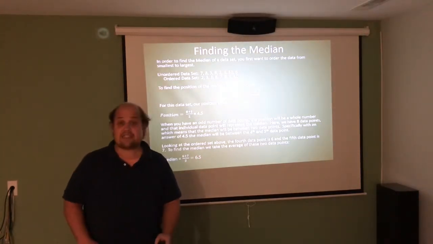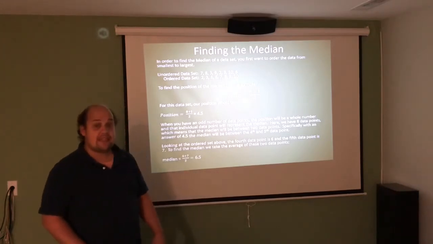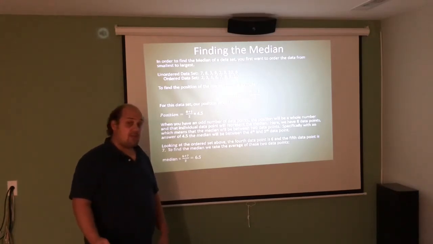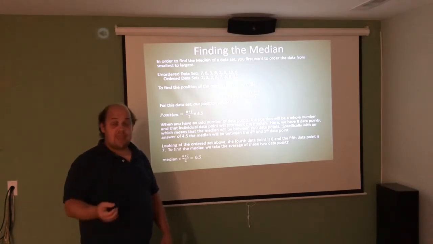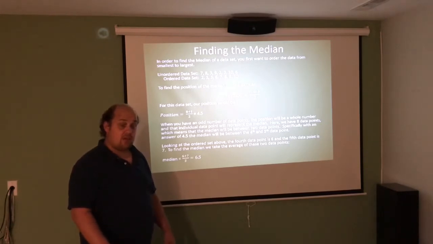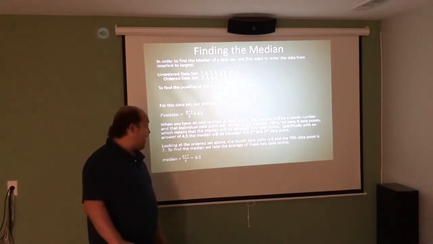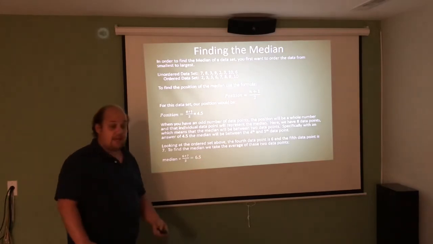You'll notice that 6.5 is not a number in the data set. The median does not need to be a number in the data set. It always will be a number in the data set if you have an odd number of data values, and there's times where even if you have an even number of data values, the average is a number in the data set because the same number is right next to each other. But in general, when you have even data values, you can absolutely get something outside of the data set as the median.